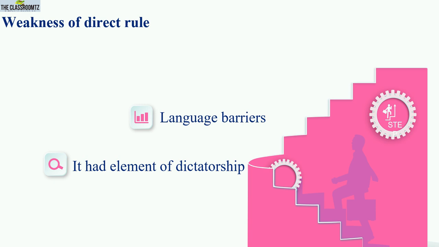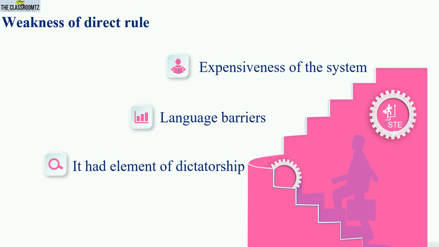Language barrier. This system explains the language barrier because Germany contacted Africans directly, and at the time Germany contacted Africans, communication was a problem. Africans never knew the German language or English. The same Germans never knew the African mother tongue or vernacular languages. In that way, it created a barrier of communication during the administration.